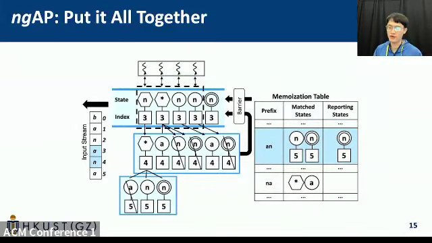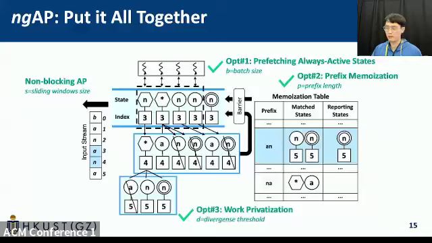Finally, we put it all together. Although we propose 3 optimizations to address different challenges, they share a common requirement: the worklist must be able to handle states from multiple symbols. And we also allow NGAP to use different parameters for different optimizations so they can be tuned for better performance.